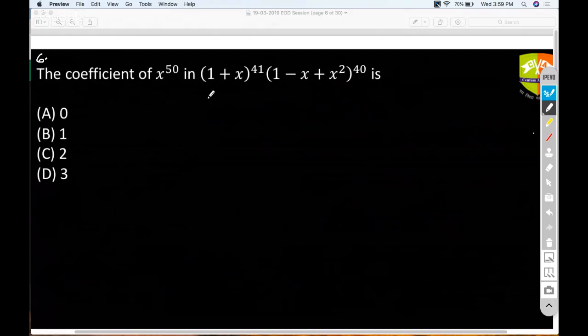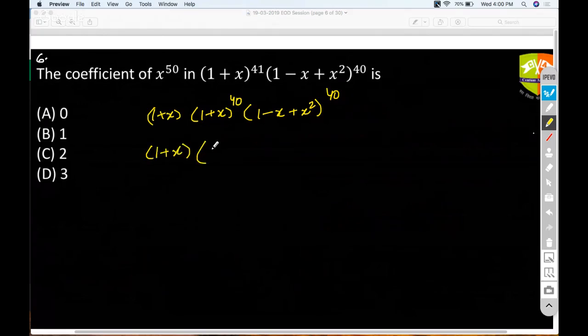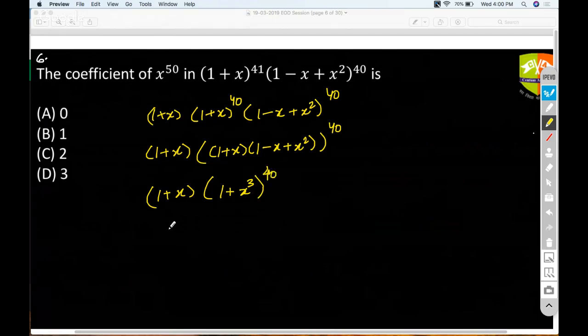Let's check. So this term can actually be written as (1 plus x) times (1 plus x) to the power 40 and (1 minus x plus x squared) to the power 40. So this becomes (1 plus x) times (1 minus x plus x square) whole to the power of 40. This is actually the formula of (a plus b) times (a square minus ab plus b square), which we know is going to be 1 plus x cube.